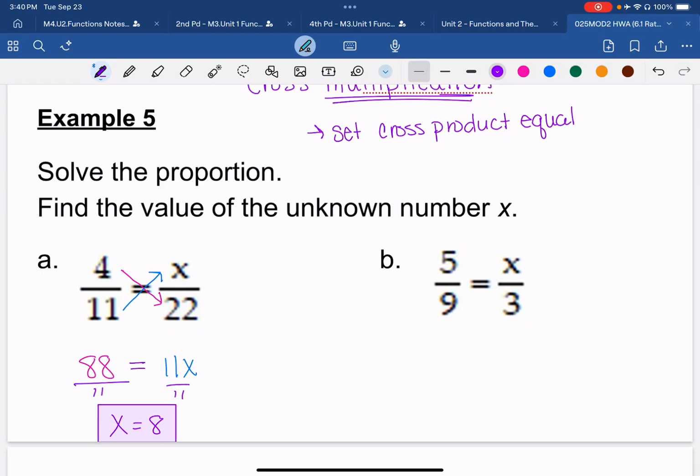Same thing on the next one. So again, I'm going to cross multiply 5 times 3, so I get 15. I'm going to cross multiply 9 times x, I get 9x. Those cross products need to be equal. Divide both sides by 9. And so x equals 15 over 9, which can be simplified. And that would become 5/3.